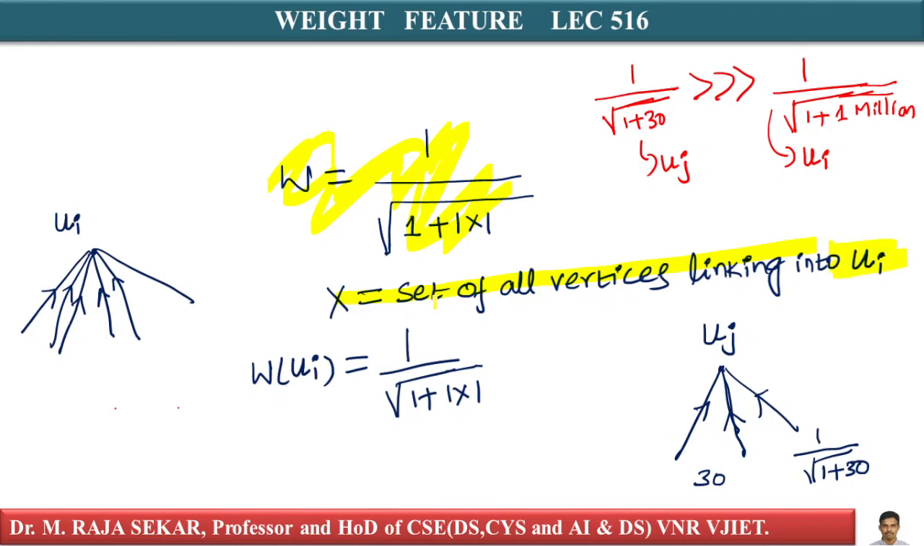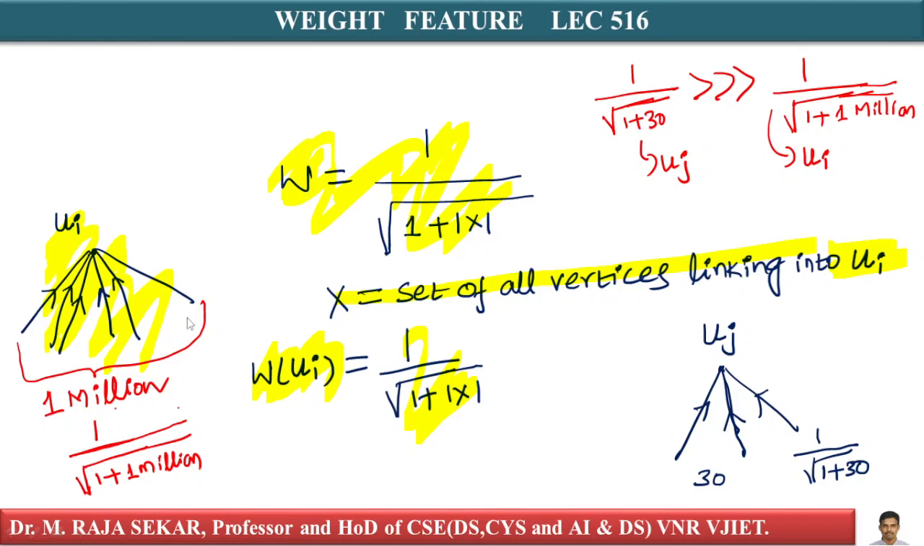Instead of W, let me write it as W of UI, because I am saying the set of all vertices linking into UI. Therefore, the formula is 1 by square root of 1 plus the number of elements in the set X. For example, in the case of UI, the number of followers we are assuming is 1 million. So it is 1 by square root of 1 plus 1 million.